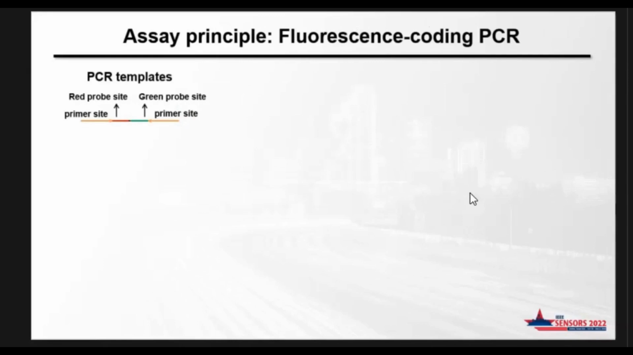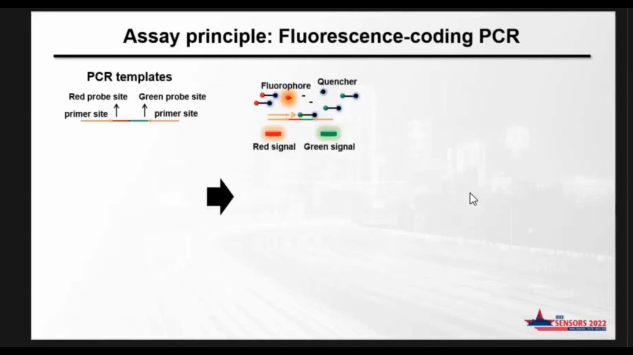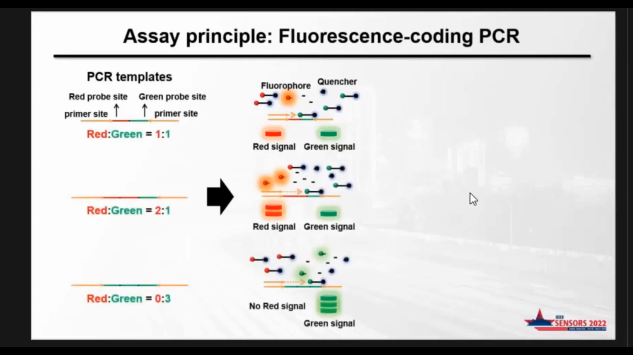If there is a PCR template that has primer and TaqMan probe binding sites, then this template can be exponentially amplified by PCR reaction, and the signal can be generated during each PCR cycle. And if you imagine different types of PCR templates like this, which share the same primer and TaqMan probe binding sequences, but the number of probe binding sites are different.